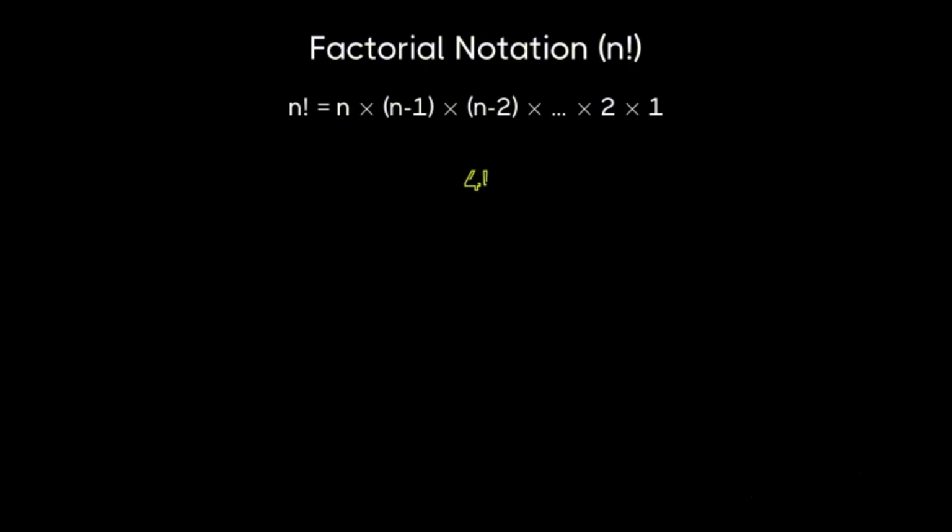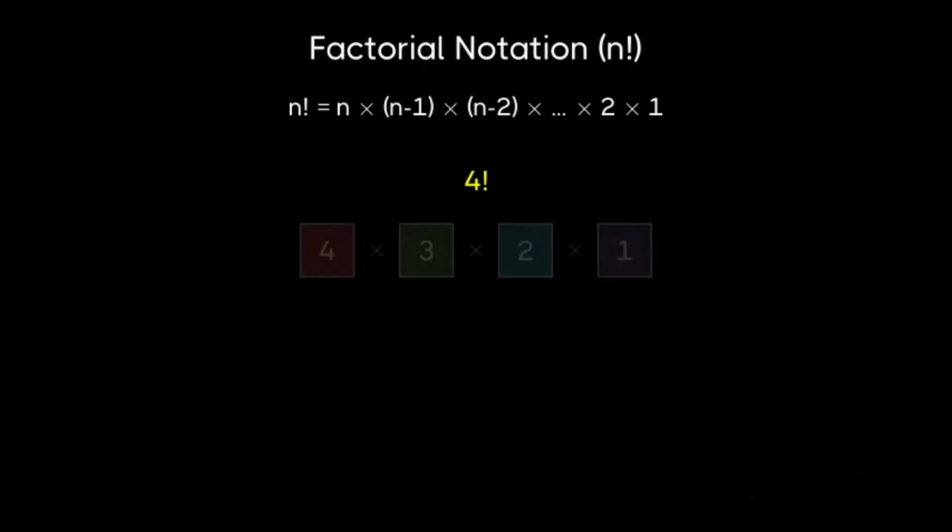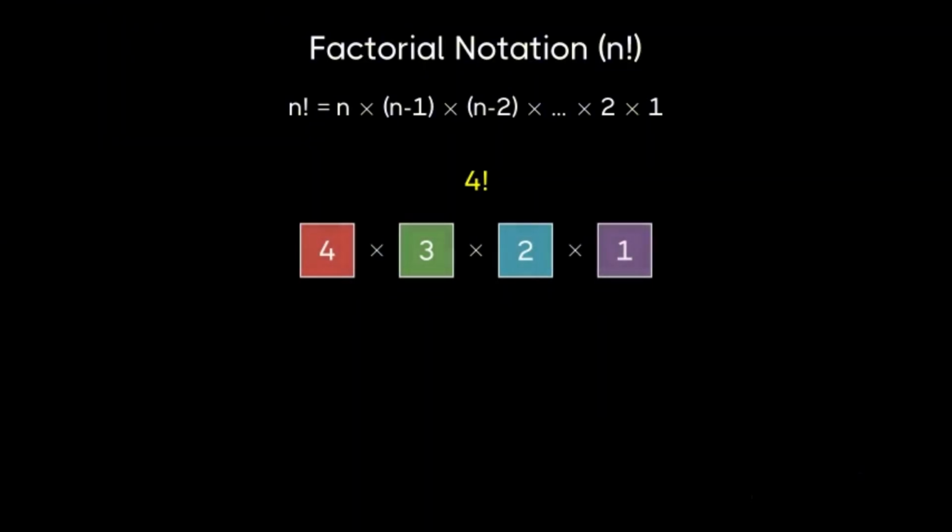Let's start with a concrete example, 4 factorial. This will help us visualize how the calculation works. 4 factorial means we multiply together all integers from 4 down to 1. Each colored block represents a number in our calculation, 4 times 3 times 2 times 1. Let's calculate this step by step.